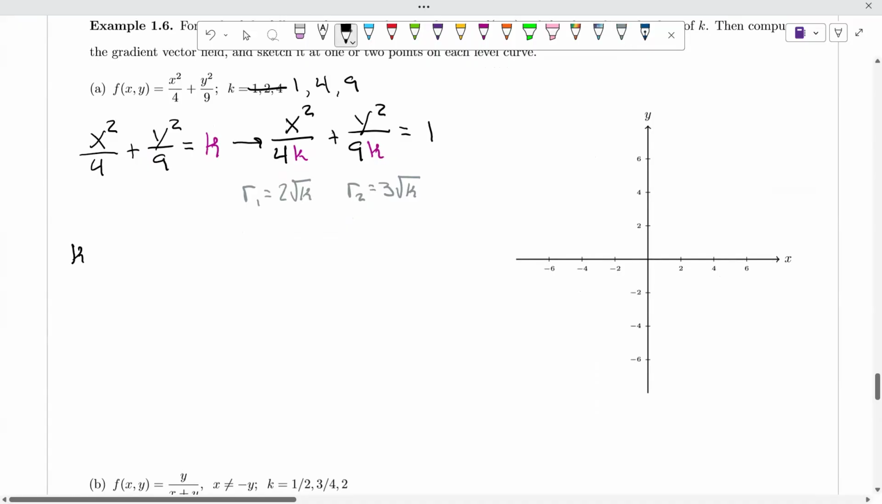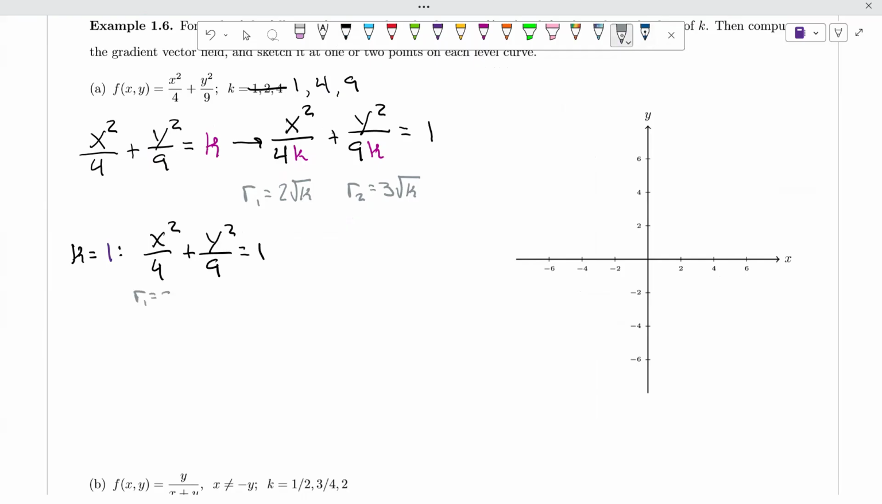In particular, let's go k equals 1. Mark that guy in purple. That'll give us x squared over 4 plus y squared over 9 equals 1. And my two axes are pretty straightforward. They are 2 and 3. So I'll go over and try to draw an ellipse. It's roughly that shape. Center it slightly. Cool. Right about that.